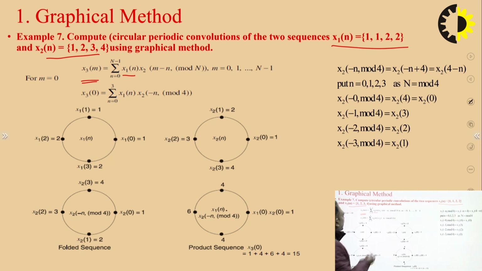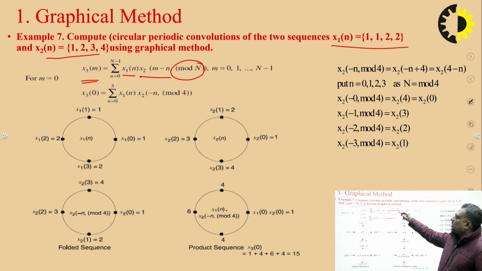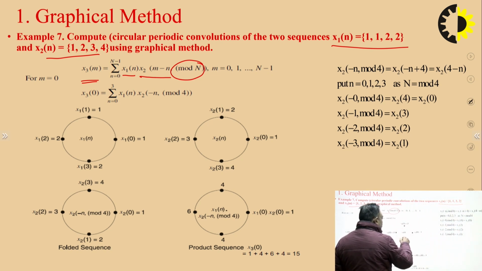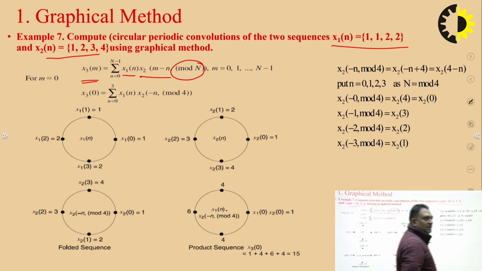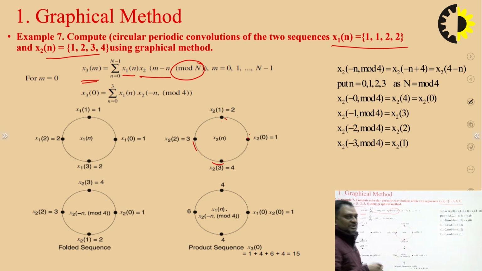One extra thing you can say is x1(n) and x2((m minus n) mod N). The extra thing is this mod N. Mod N simply tells you about the value of N. Let's say the N value is 12, and you write m minus n mod 11, let's say. Then you will know the position, because it is periodic in nature. Mod 11 means it will start from here, here, here and stop here. This is the meaning. Mod 5 means 1, 2, 3, 4, 5. So this is basically the meaning of mod.